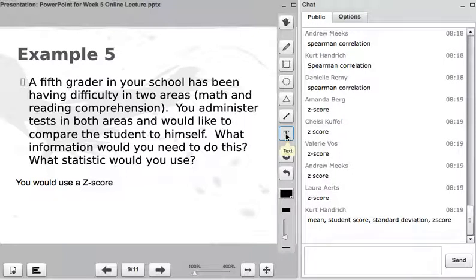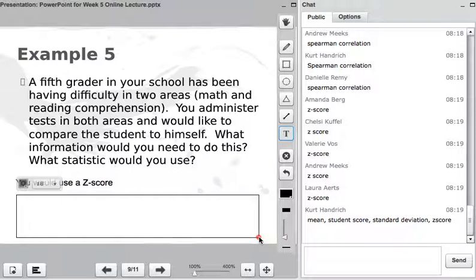Okay, and as far as the information, I see Kurt's got that. So when you're looking at information, what information do we need? Well, we're going to need the mean, the student score, and the standard deviation. Yes, we're going to need that for both tests. So for the math test, we need the mean score for the class, the student score, and then the standard deviation for the class. And same for the reading. We would need the mean, the student score, and the standard deviation.